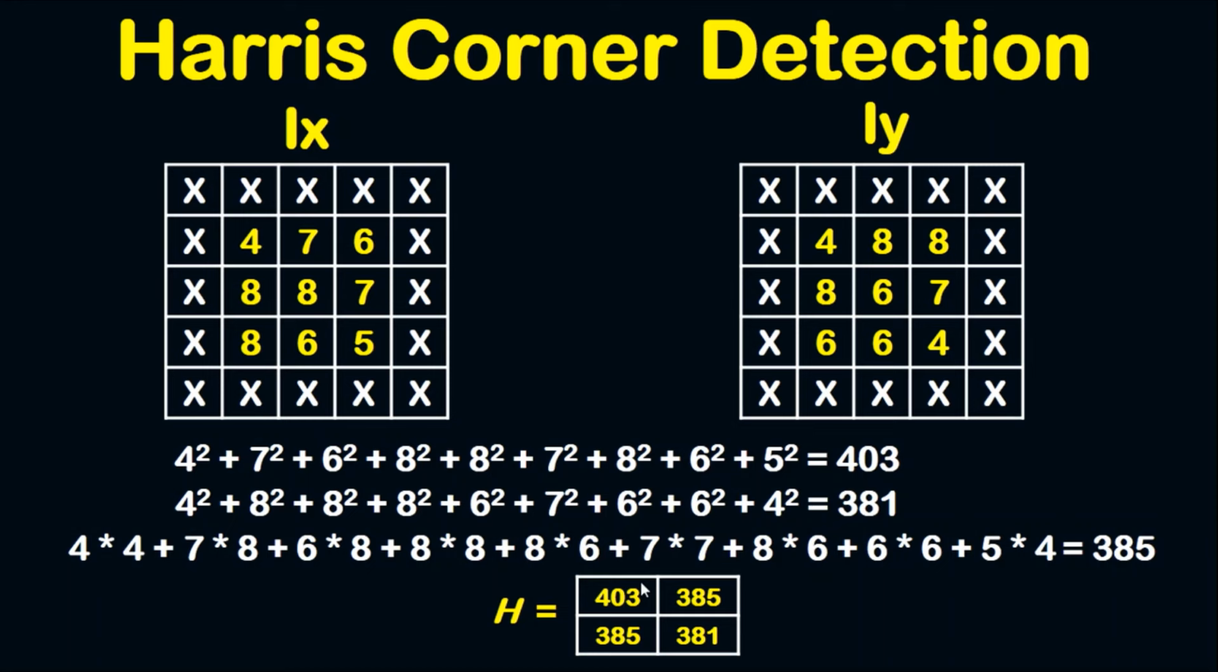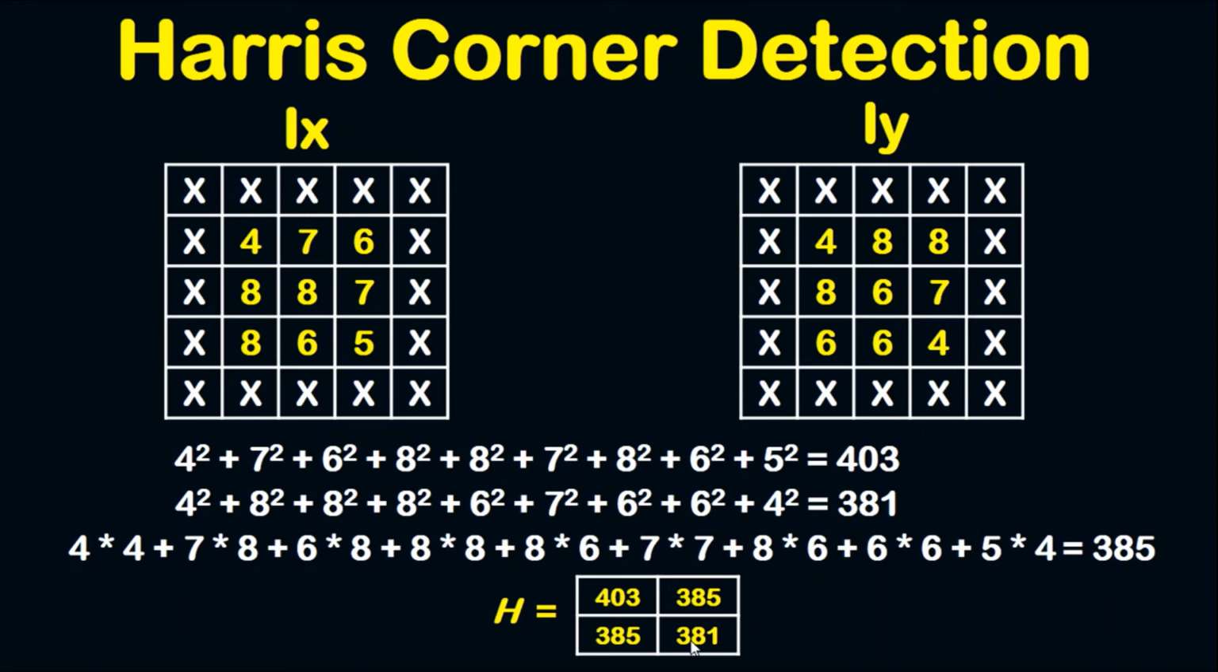So we will say 4 power 2 plus 8 power 2 plus 8 power 2 plus 8 power 2 plus 6 power 2 plus 7 power 2 plus 6 power 2 plus 6 power 2 again plus 4 power 2, and this again will be the result. And we will put this result in the right bottom corner like this.